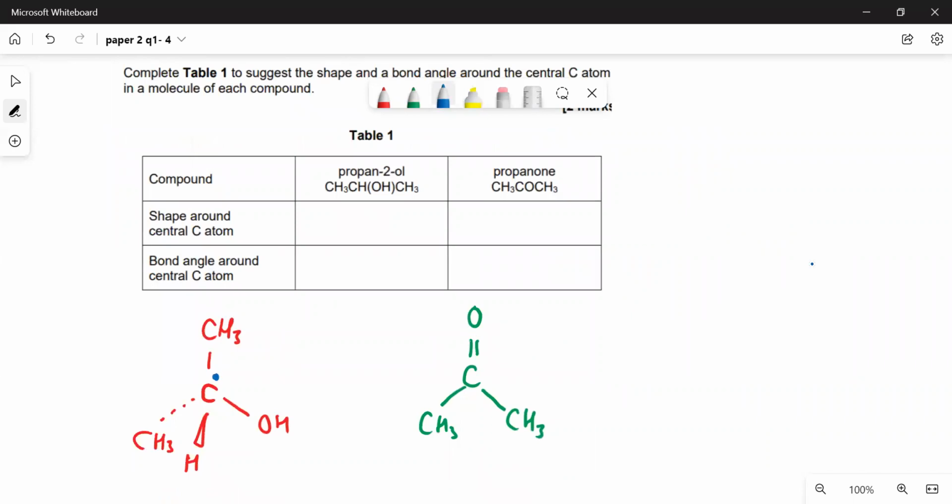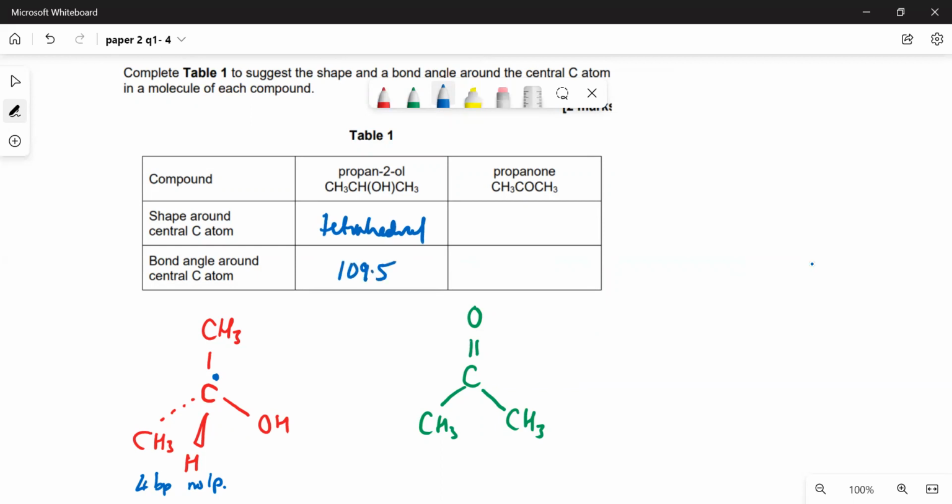There are 4 bonds formed there, 4 bond pairs, and there's no lone pairs. Carbon never has lone pairs, and it's 4 bond pairs. So that's going to mean it's going to be tetrahedral. The shape there is tetrahedral, and that bond angle is 109.5. That's a tetrahedral bond angle.